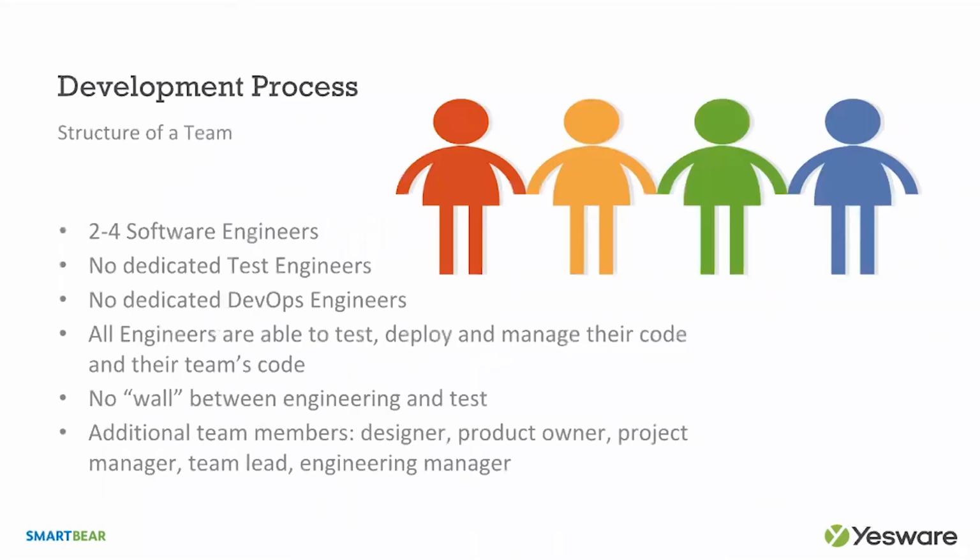So when we talk about quality at Yesware, it's really important to set the stage and discuss the structure of our teams. We have 2 to 4 software engineers on each team. We have no dedicated test engineers, no dedicated DevOps engineers. All engineers are able to test, deploy, and manage their code and their team's code. There's no wall between engineering and test. And the additional team members that play a role are a designer, a product owner, project manager, a team lead, and an engineering manager. The downside of us not having test engineers or DevOps engineers is that it can lead to a lack of ownership and specialty when it comes to those 2 disciplines.